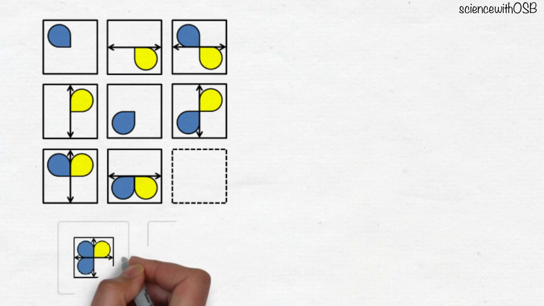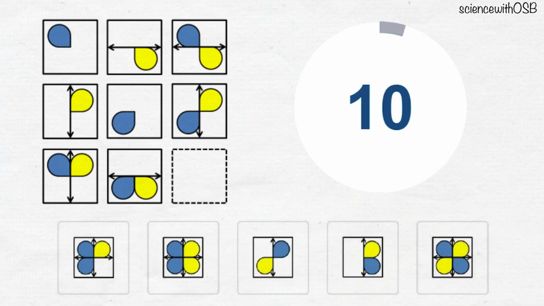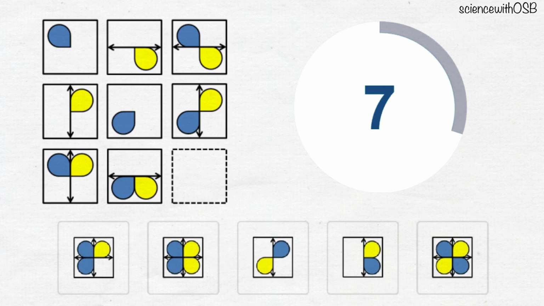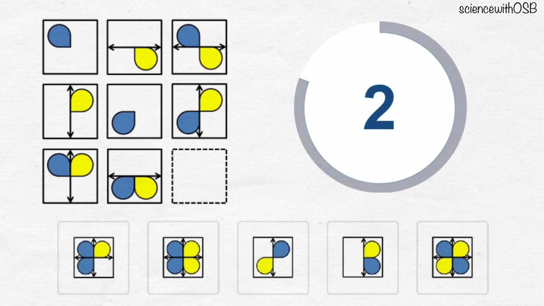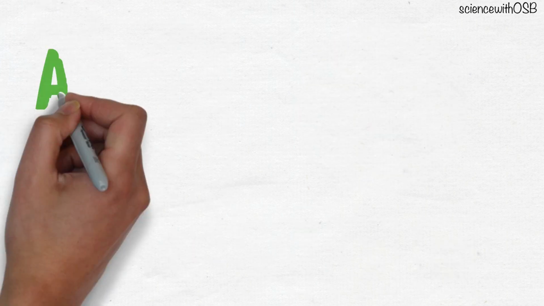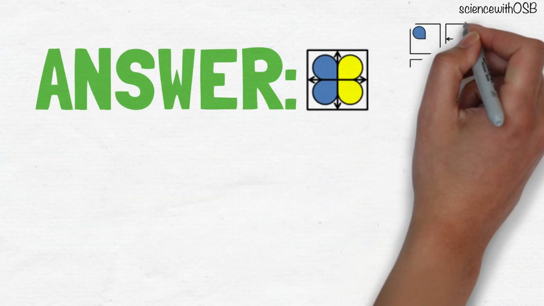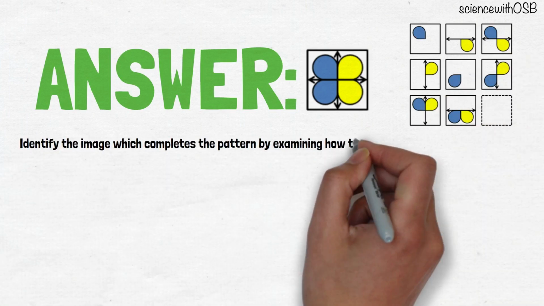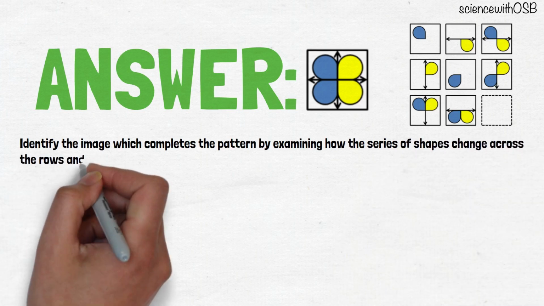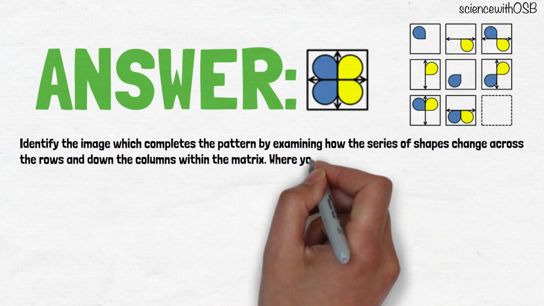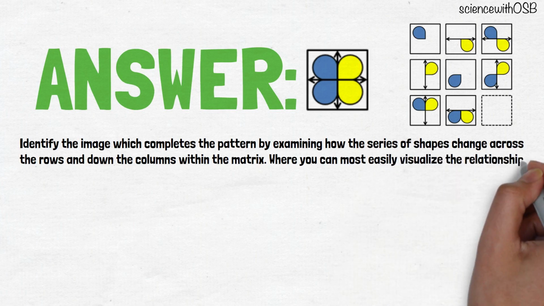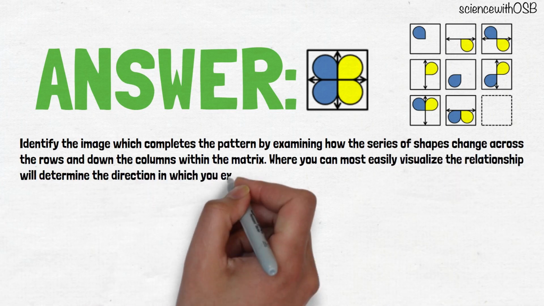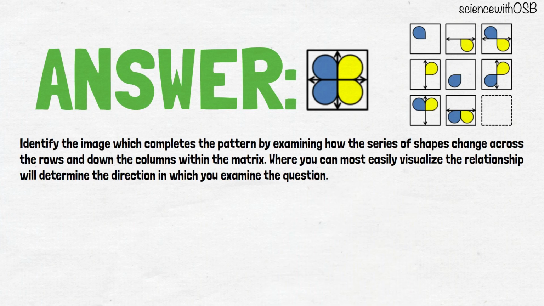Question number 3. Observe the matrix carefully. The correct answer is 2. Identify the image which completes the pattern by examining how the series of shapes changes across the rows and down the columns with the matrix. Where you can most easily visualize the relationship will determine the direction in which you examine the question.